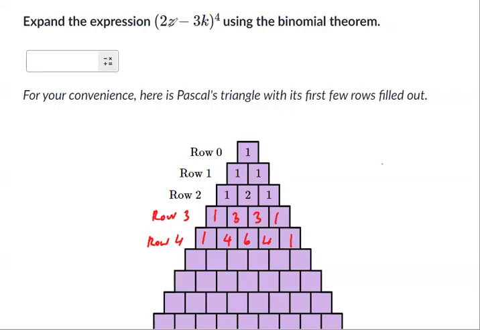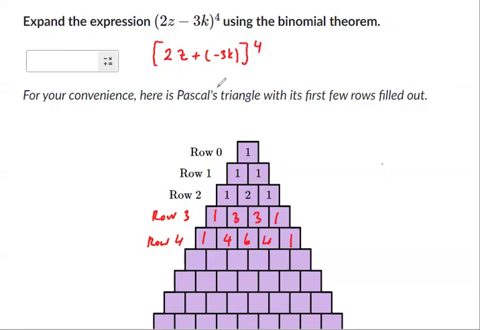We have the fourth power of the difference of two terms, right? Our first term is 2z. The second term I can take as negative 3k, because I like to write it as a sum of two expressions. So it can be written as 2z plus negative 3k. That is going to be my two terms to the fourth power.